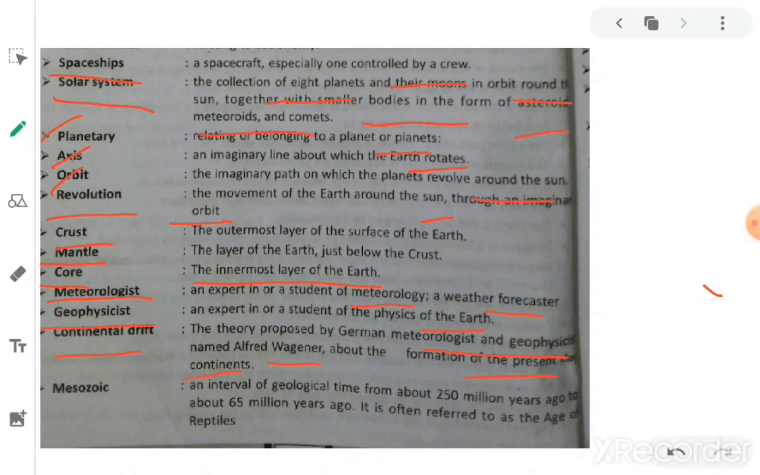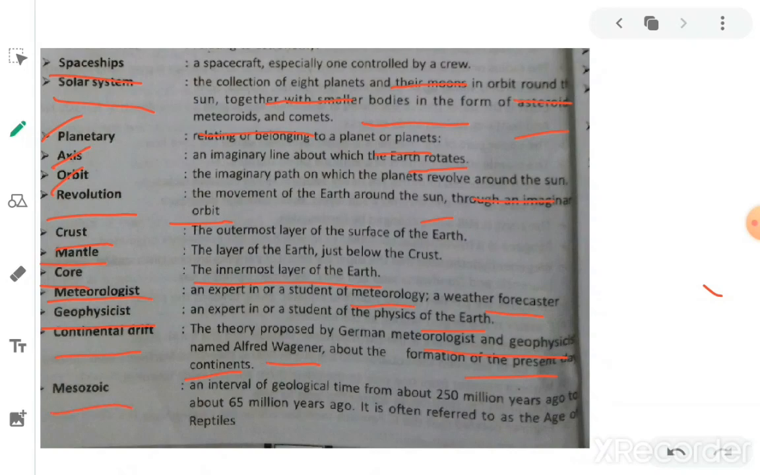And continental drift, the theory proposed by German meteorologist and geophysicist named Alfred Wegener about the formation of the present-day continents. Continental drift. Drift means nothing but movement of the continents. So this German meteorologist and geophysicist named Alfred Wegener studied the movement of the different continents, and he mentioned that the continents are still moving.